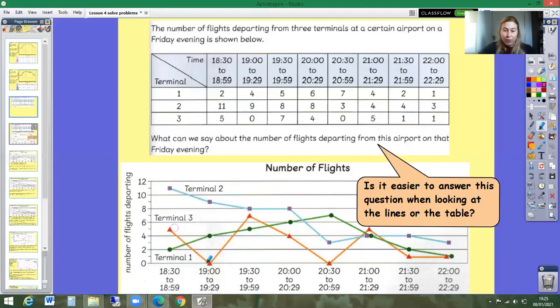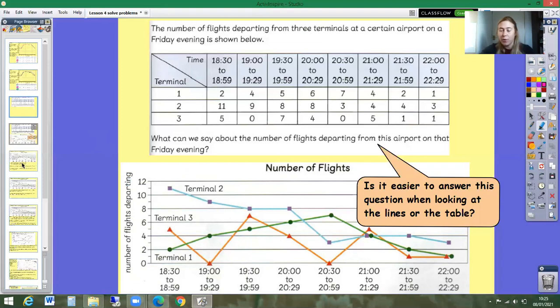I can see that Terminal 3 had maybe the most up and down changes in the number of flights departing, the most variation. I can see that Terminal 1 started with the least flights, but then the number of flights increased and then it decreased. So I can actually use the line graph to say a lot more about what was happening with those flights. And that's why we use line graphs, because we can draw conclusions just by looking at the lines very quickly.